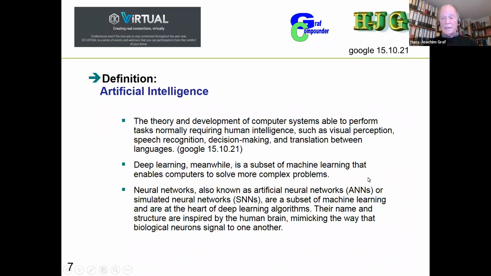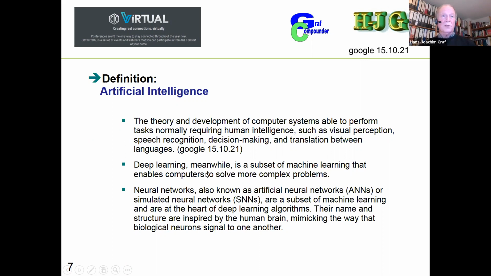So then, what's the artificial intelligence definition? I Googled, and when you read it, it is a theory and development of computer systems. This is much more fuzzy than what we had before. And then we have these targets such as visual perception, recognition, decision making, and things like that.